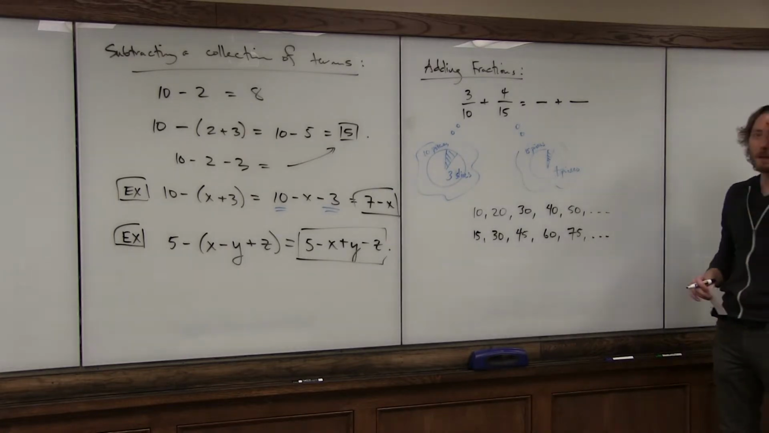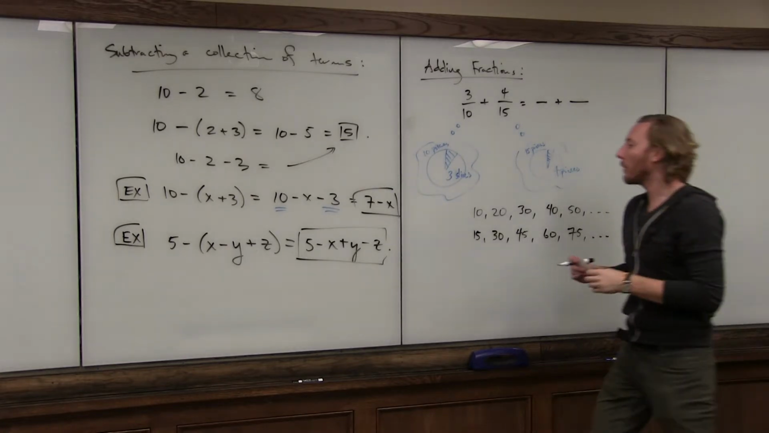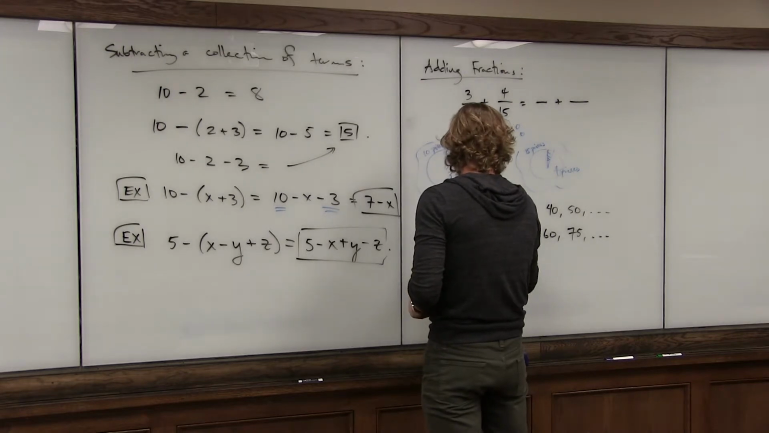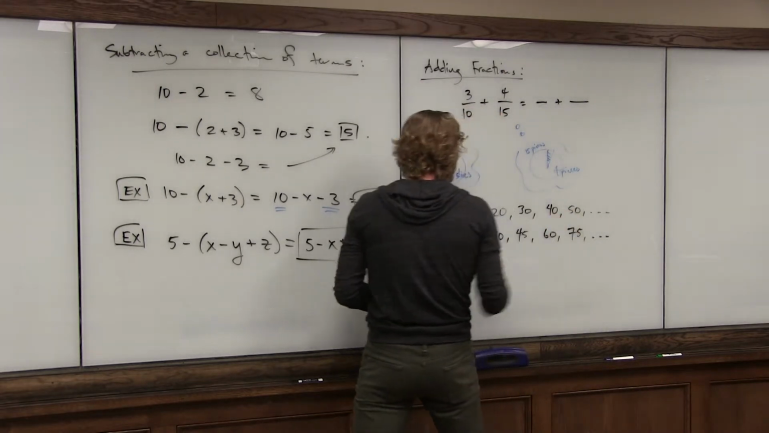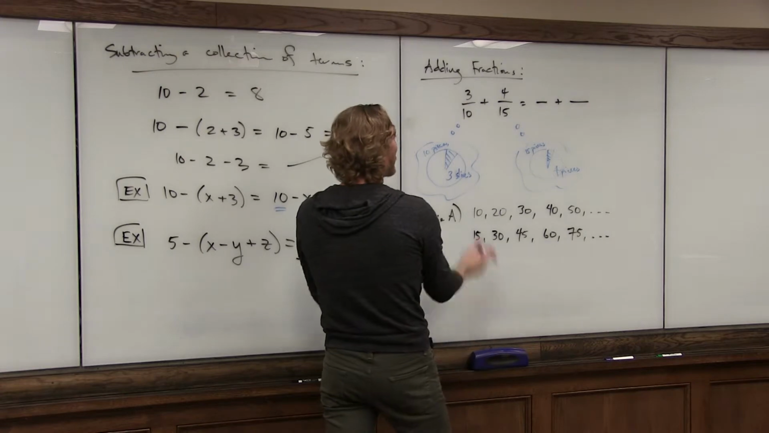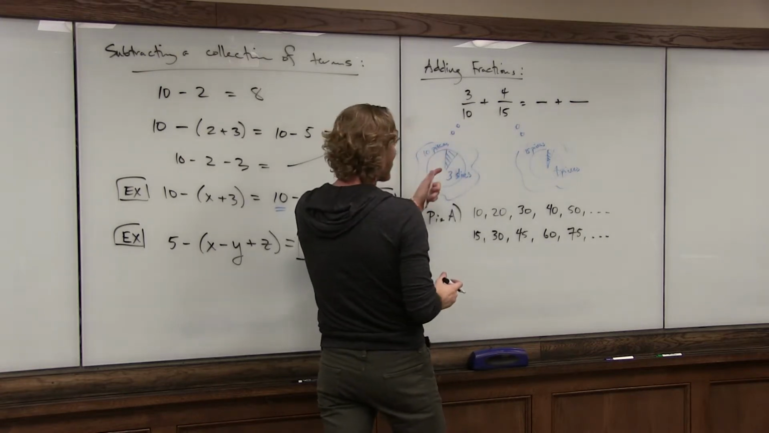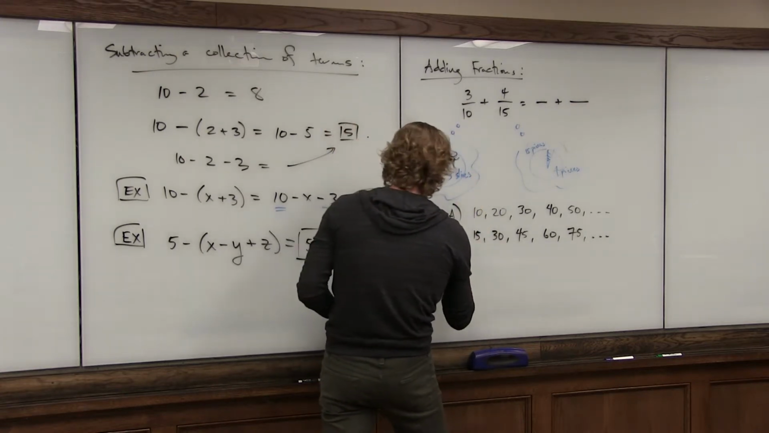Now, here's the thing to think about. Well, pie A could have pieces of 10, 20, 30, 40, or 50, depending on how many pieces we cut each individual slice, or each original slice, into.